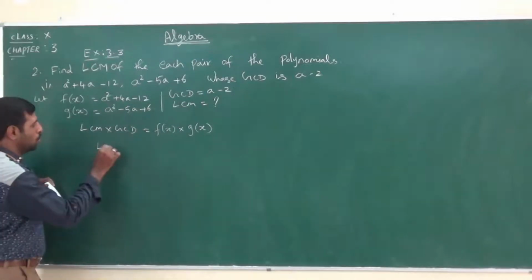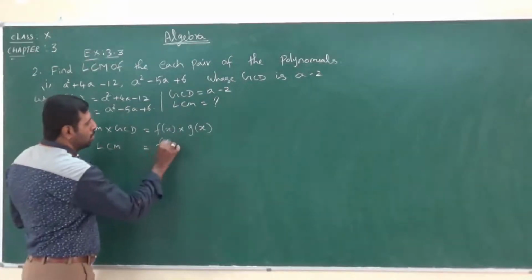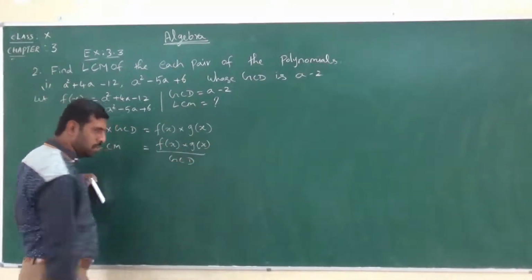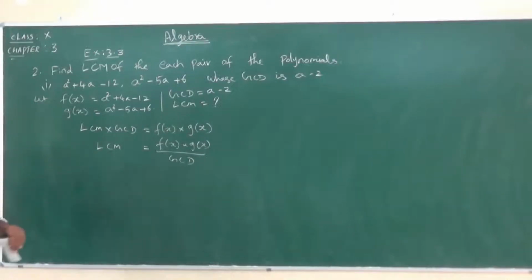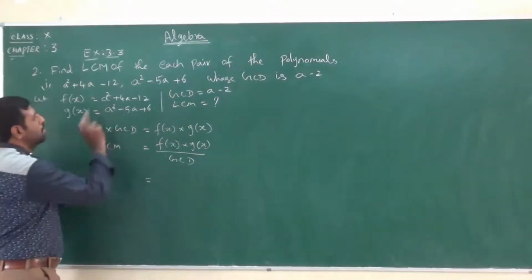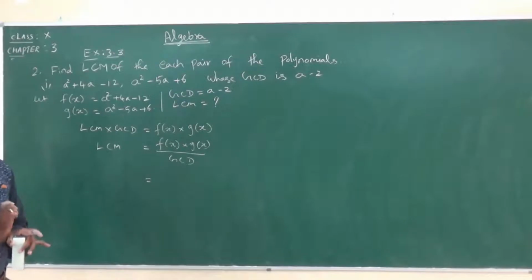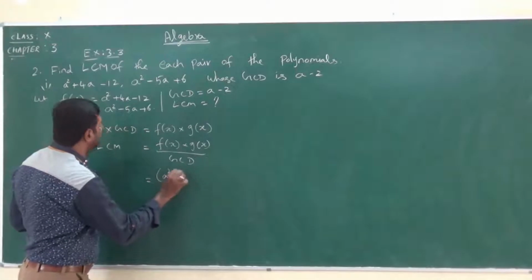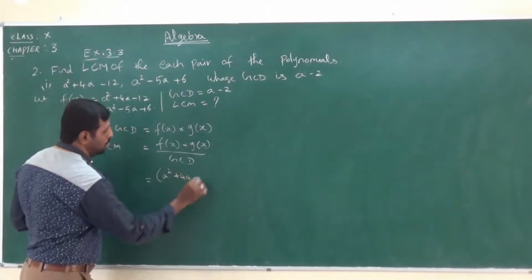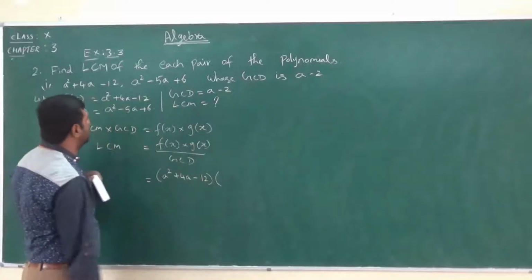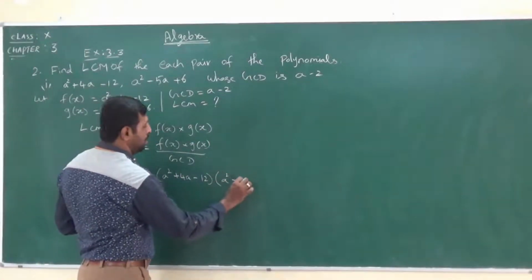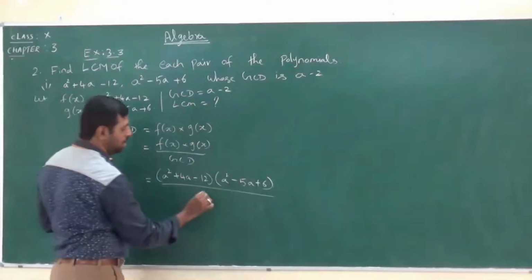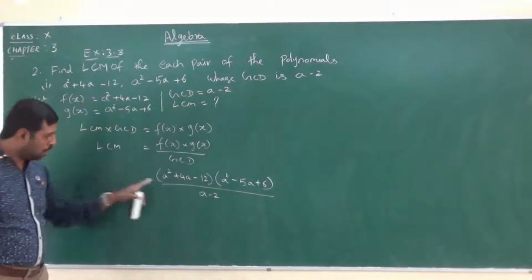So LCM is equal to f of x into g of x divided by GCD. That is the format. Now, f of x is given as a square plus 4a minus 12. By factorization, first we write one step, a square plus 4a minus 12, and then g of x, a square minus 5a plus 6, divided by the GCD a minus 2. Now factorize these terms.